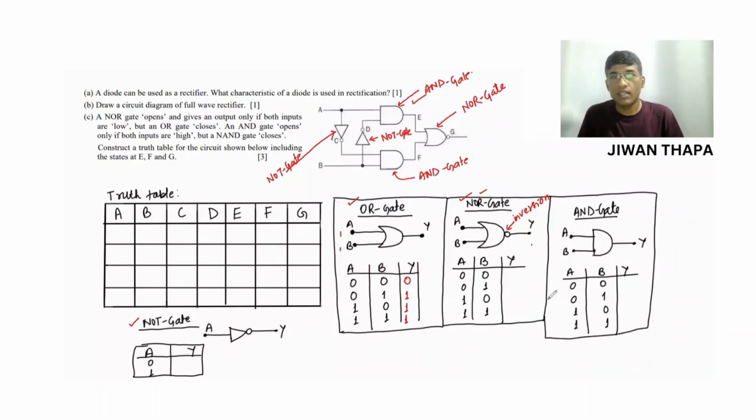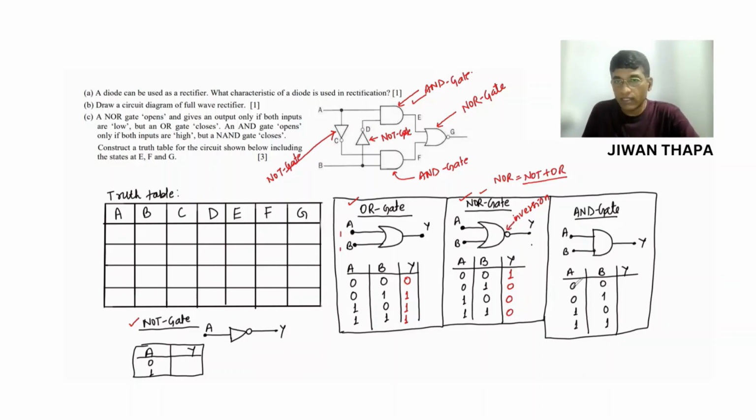Now NOR, this is NOT plus OR, clear? So the output for 0 0 is high, that is 1, and for 0 1, where in the OR gate the output is high, in this case we get low, that is 0. For 1 0 we again get low, and for 1 1 we get low, because this NOT inverts the output.